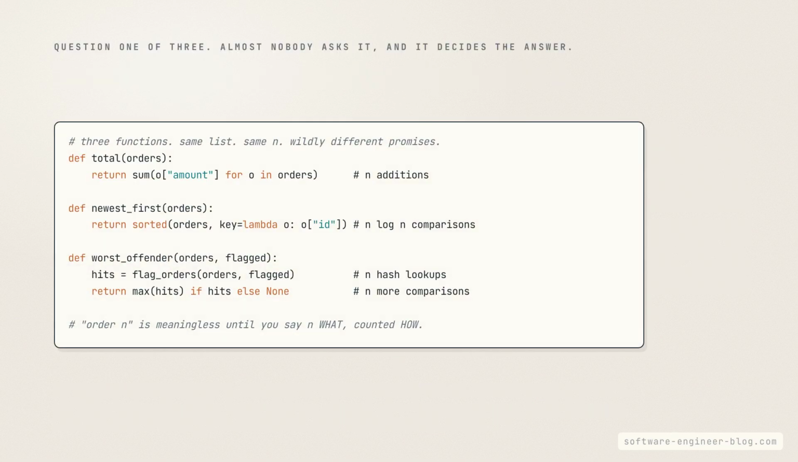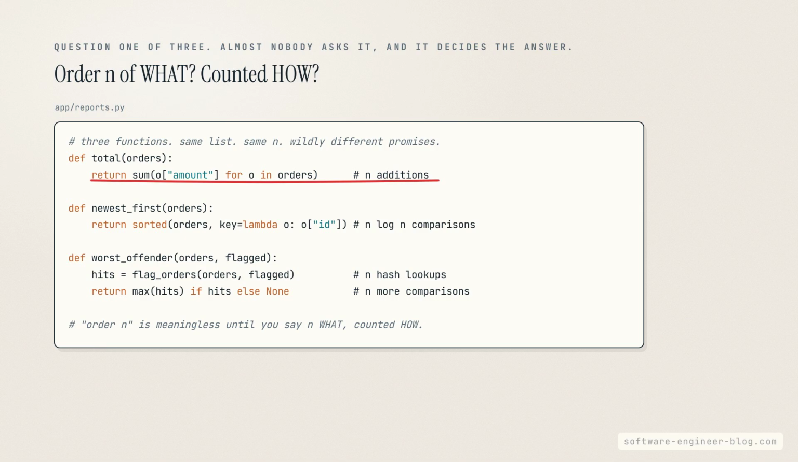So how do you know which road you are on? 3 questions decide it. Here's the first, and almost nobody asks it. Which operation are you counting? 3 functions here, over the same list with the same n. The first adds up the amounts. It does n additions. The second sorts the orders by ID. It does about n log n comparisons.